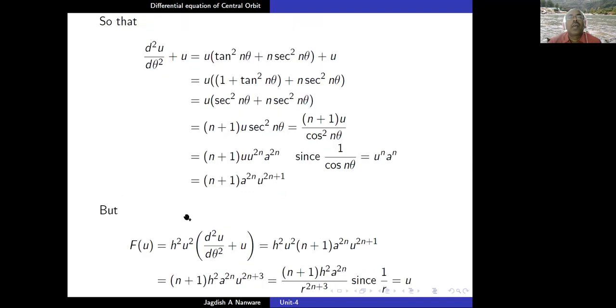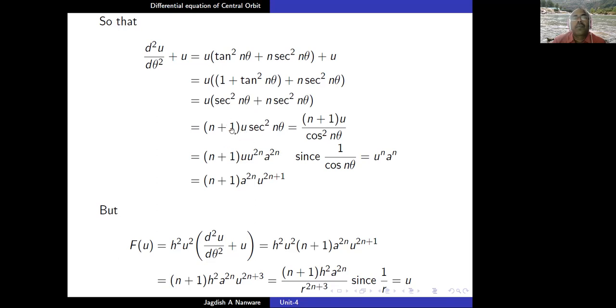We just put the value here, right? So the second derivative is this one plus u as this one. Now from this we can take u common, and what we have here is 1 plus tan² nθ. Now 1 plus tan² θ is nothing but sec² θ. So we use that formula and write this as sec² nθ plus n sec² nθ. Now from this we take sec² nθ common, and what we have is only u, already there. So take sec² nθ common, and we get n plus 1.